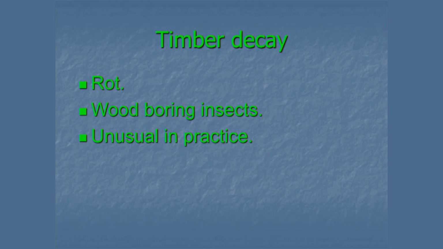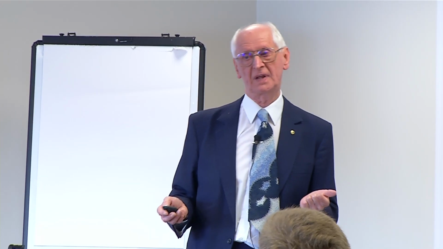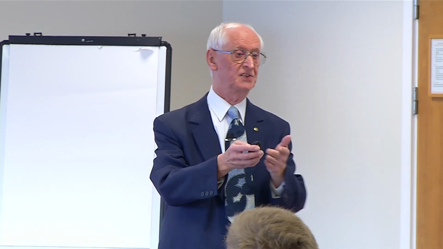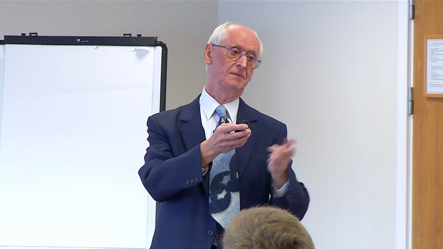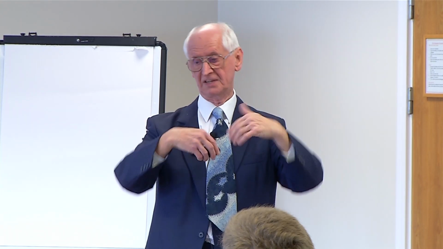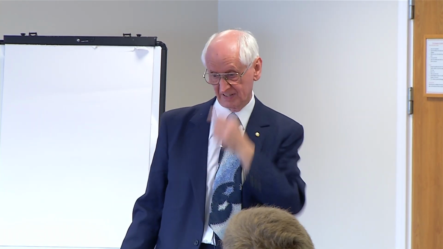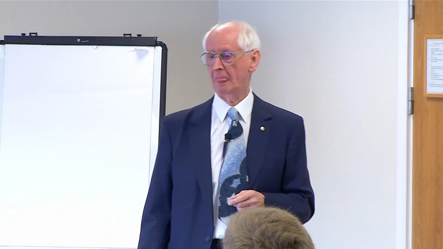Very often it might be a sole plate or the foot of a column, or you might find the ends of rafters and ties at eaves level. That very often happens with gutters. If you've got a valley gutter, something like that, people don't inspect them, they don't look at them, they get full of weeds and that, or birds' nests, and then the water gets in and it rots the ends. But it happens, but not too often. And there are non-durable materials.